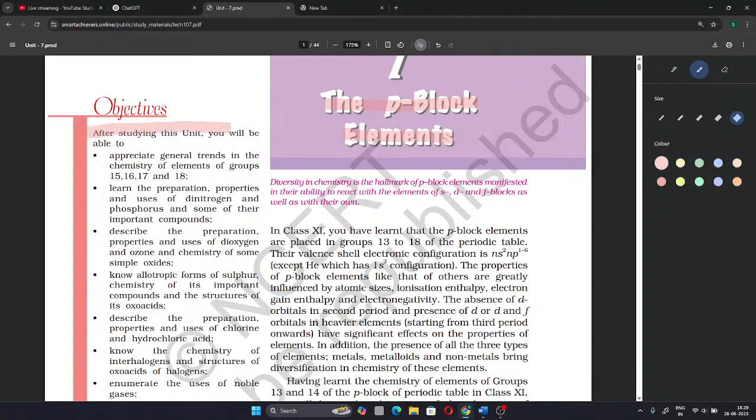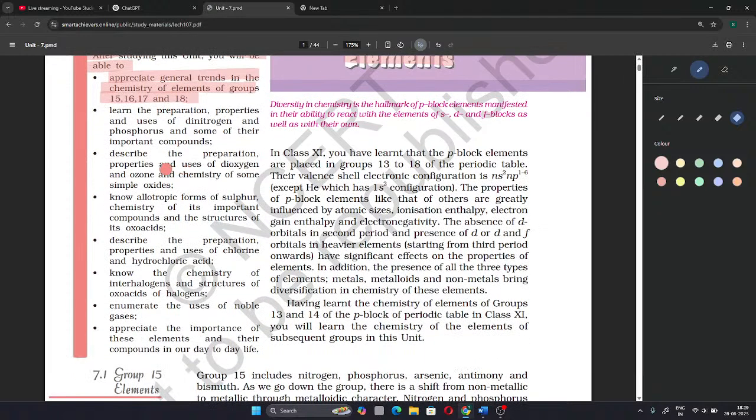After studying this unit, you will be able to appreciate general trends in the chemistry of elements in groups 15, 16, 17 and 18. Learn the preparation, properties and uses of dinitrogen and phosphorus and some of their important compounds. Describe the preparation, properties and uses of dioxygen and ozone and the chemistry of some simple oxides.